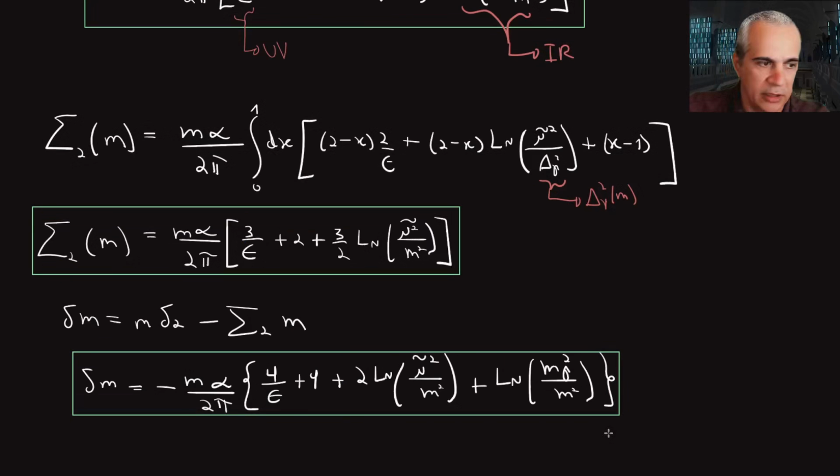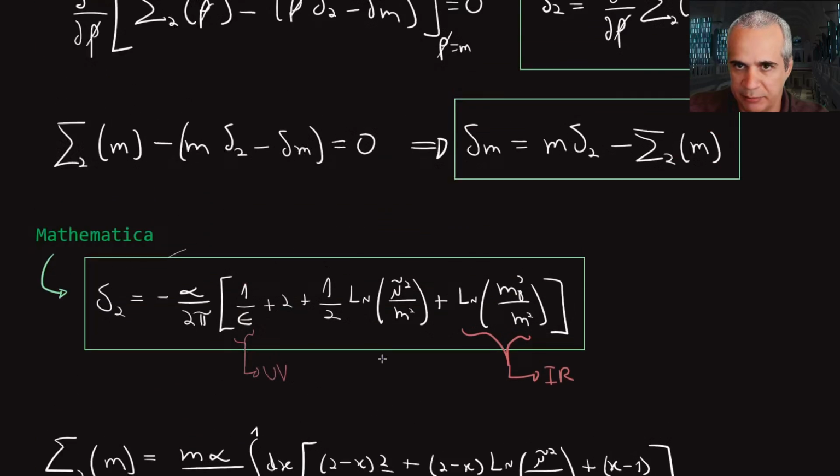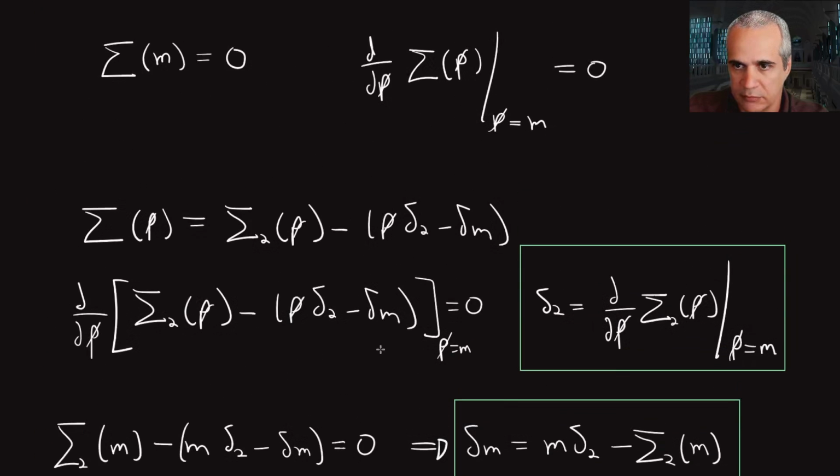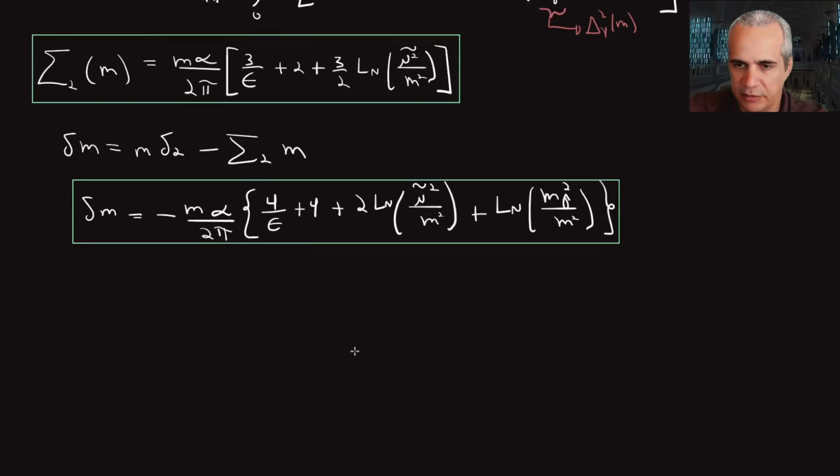Now, that allows me to go back to the expression. We know that sigma is given by this. It's just this expression. I can rewrite it down here.